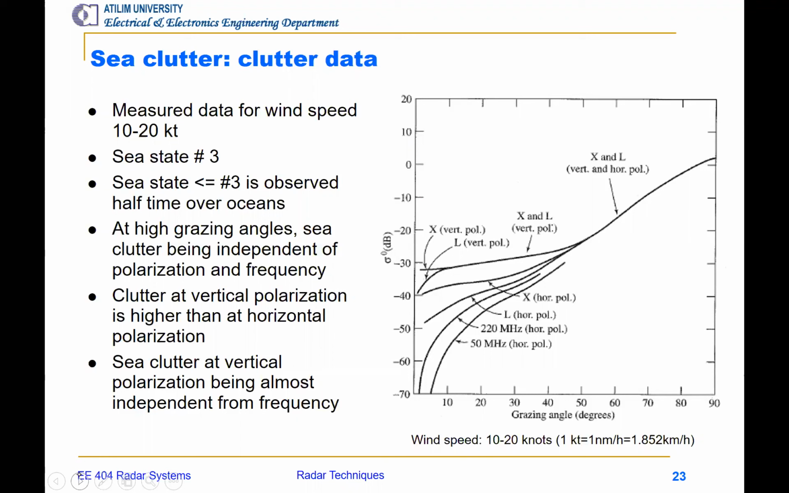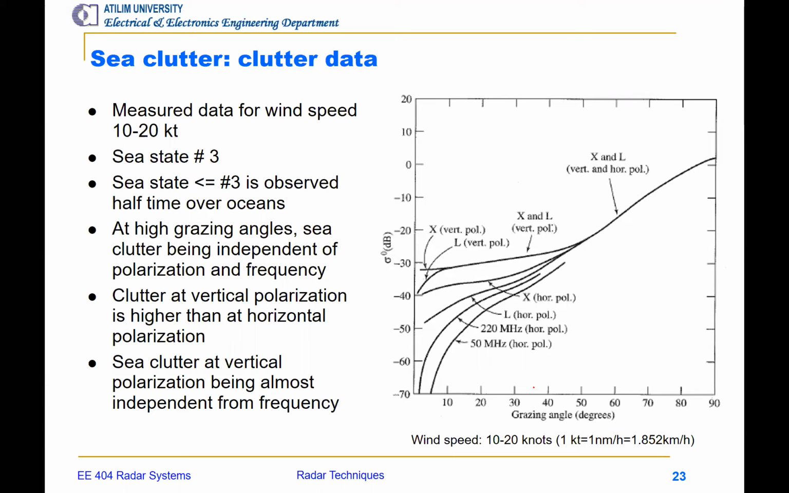Okay, how do we evaluate reflectivity of sea clutter? It's again highly dependent on the speed. In this picture, we see a measured radar cross-section of sea state where the wind speed is about 10 to 20 knots. It corresponds to a sea state of 3 or less.